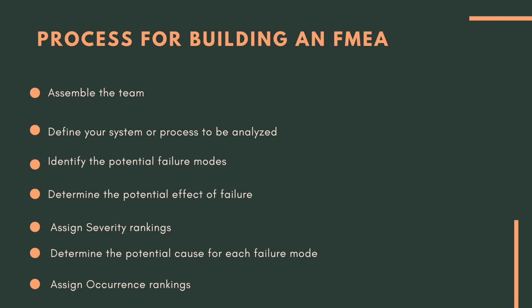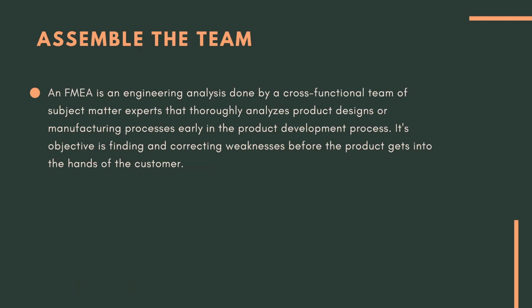Let's move now to discover the process step by step for building an FMEA. The first step, assemble a team. An FMEA is an engineering analysis done by a cross-functional team of subject matter experts that thoroughly analyzes a product design or manufacturing process. Early in the product development process, its objective is finding and correcting weaknesses before the product gets into the hands of the customer.